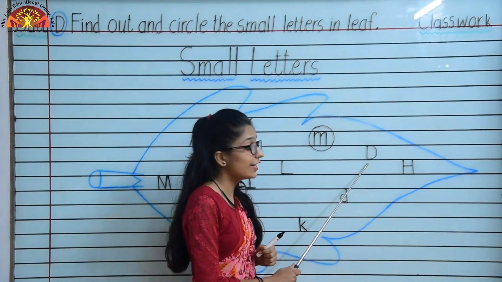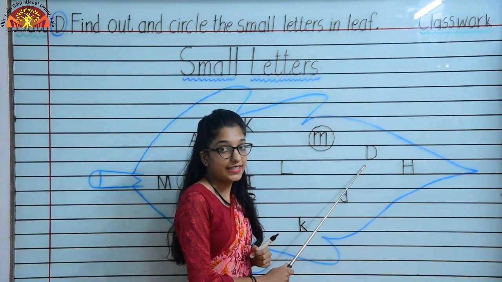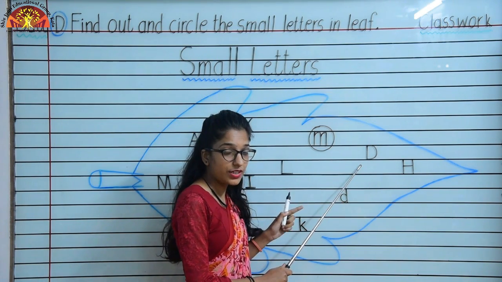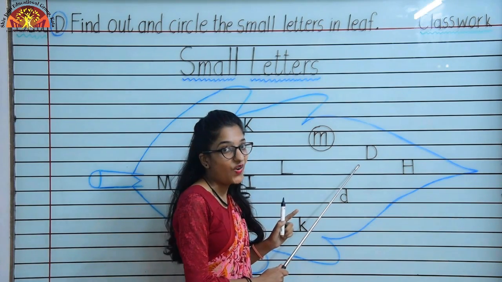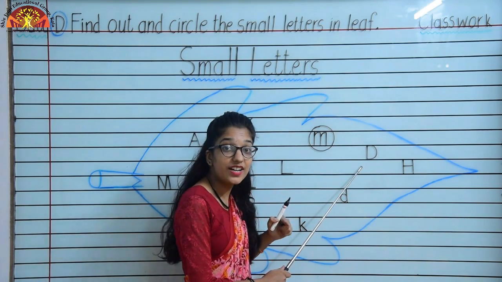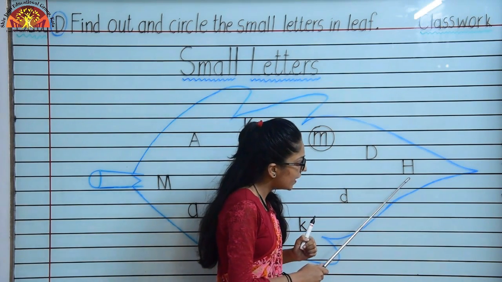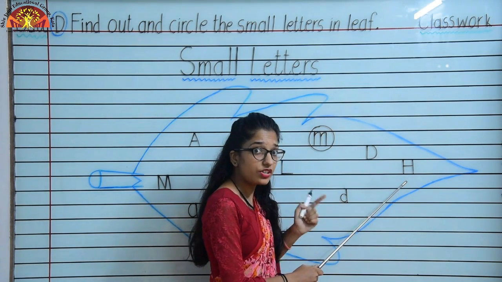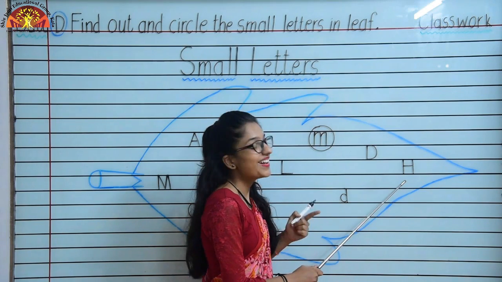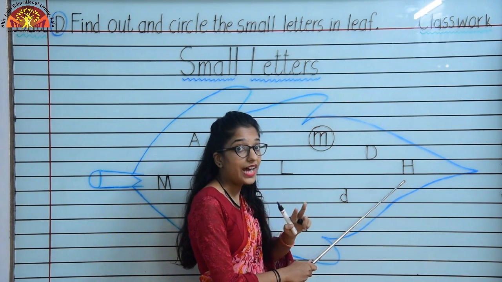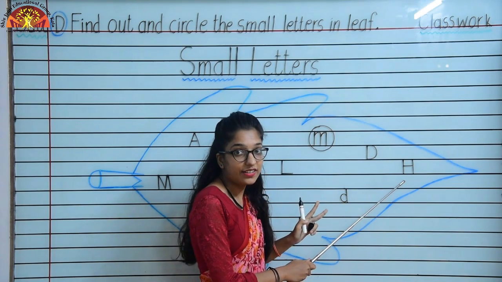Now tell me which letter is this? This is capital letter D. So we have to circle this letter? No, because we have to circle small letters. Okay. Now this one is capital letter or small letter? It's a capital letter H. So again we don't have to circle this letter.